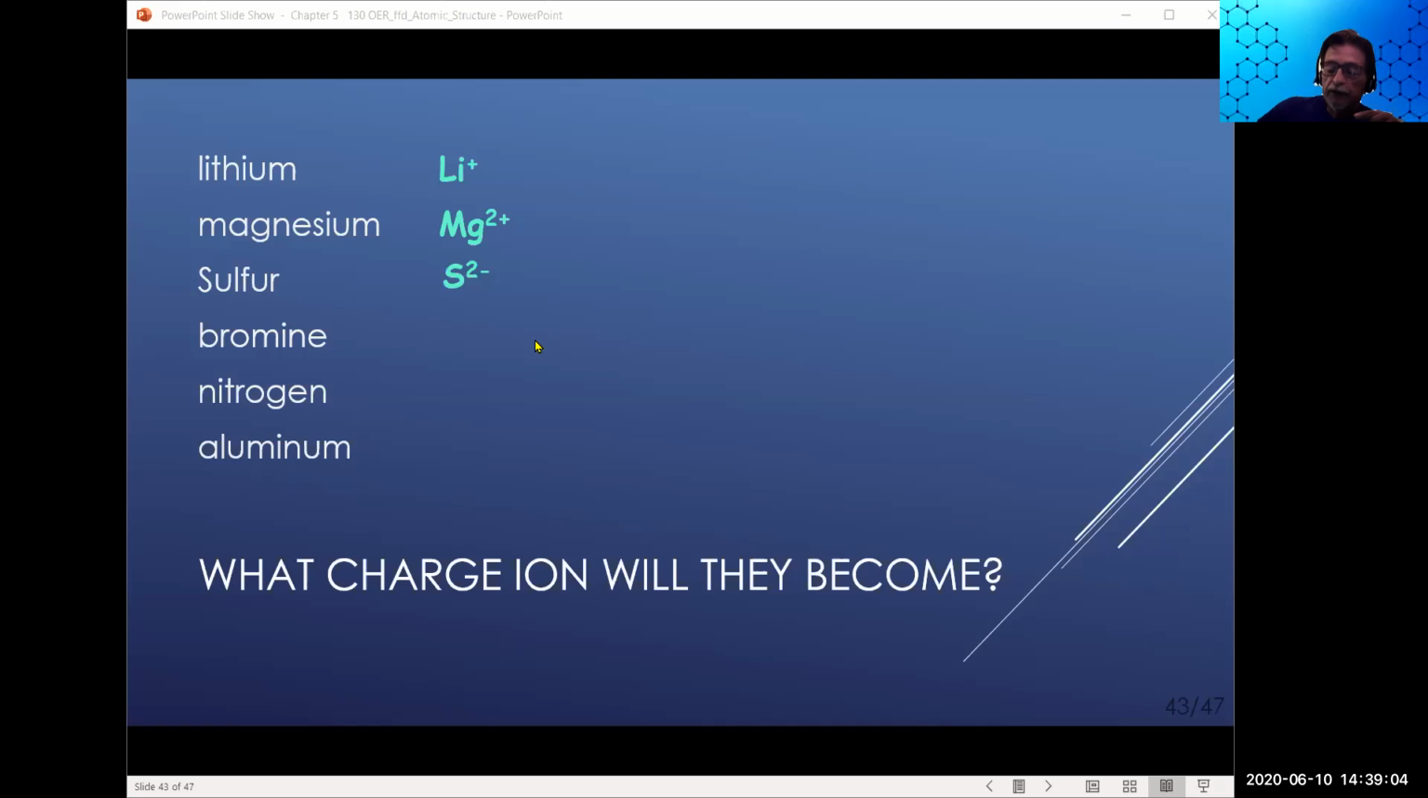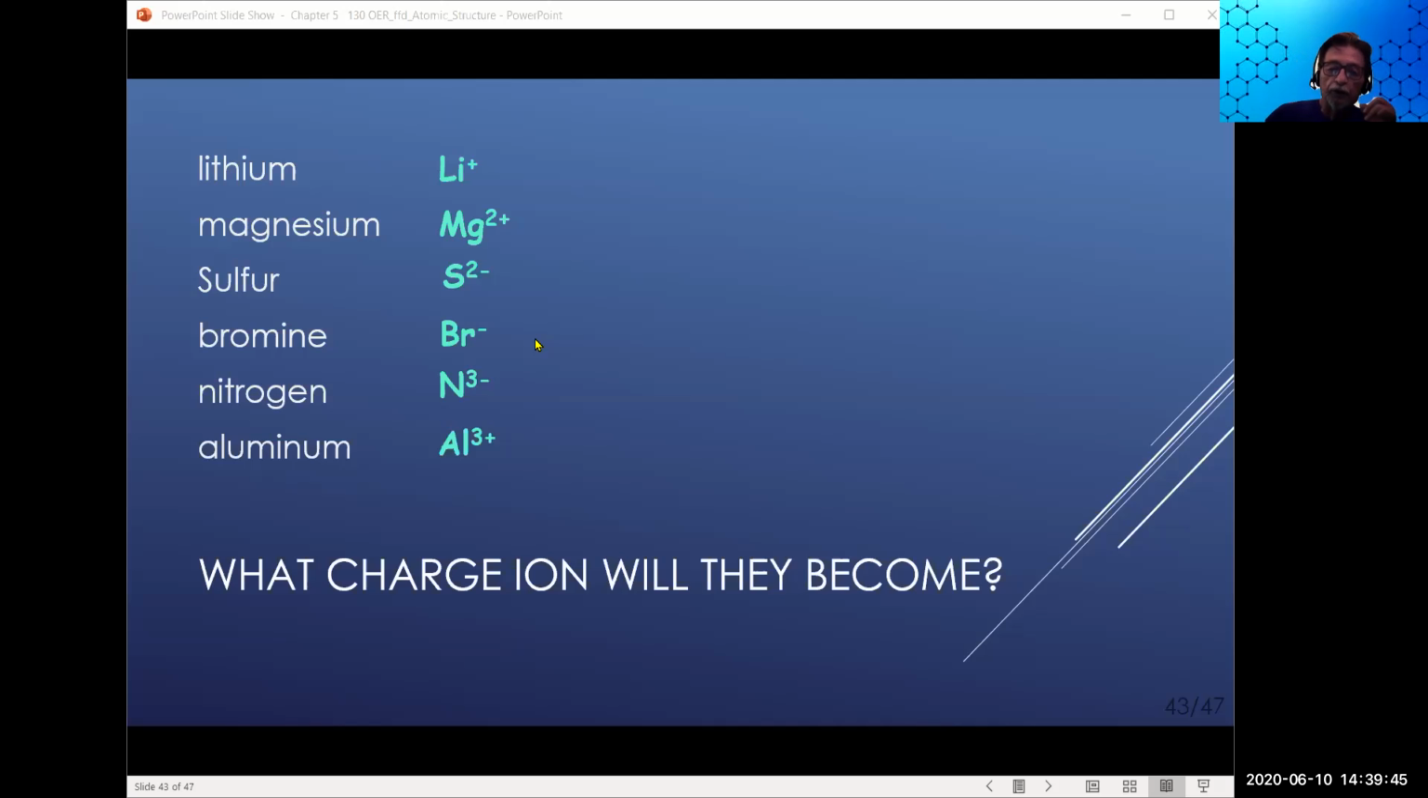Sulfur is in group 6, and it's a nonmetal. So it's going to pick up 2 electrons. So now it has a charge of a negative 2. Okay. Bromine is in group 7. It's going to pick up 1 electron to give you the octet fulfillment. So it would be a negative 1. Nitrogen is in group 5. Okay, it's a nonmetal. It's going to gain electrons. Specifically, it's going to gain 3 of them. And then aluminum, being in group 3, and it's a metal, is going to lose electrons. And it's going to lose those 3 valence electrons to give you a +3.